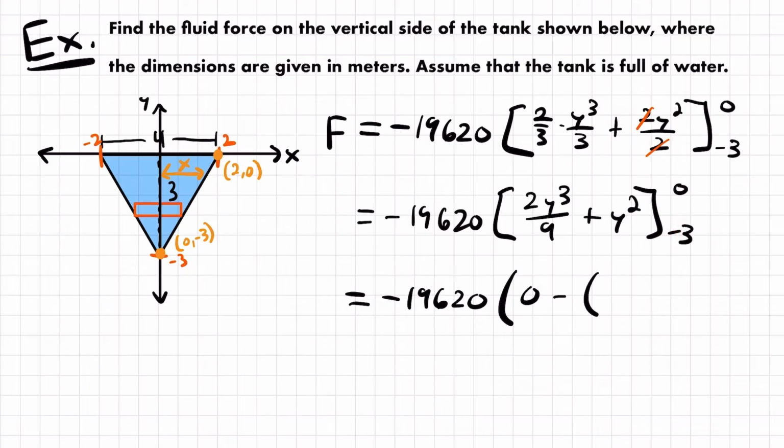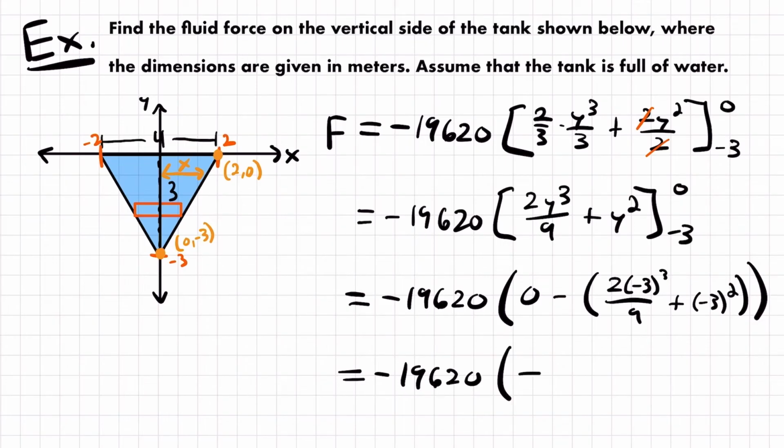And so if we plug -3 into these two terms, we will have 2 times -3 cubed divided by 9 plus -3 squared. And it's important to remember these parentheses around the evaluation for -3 so that you remember to distribute that negative to both terms. Okay, and so if we simplify, this is equal to -19,620 times -2 times -3 cubed. -3 cubed is -27, so we have 2 times -27 divided by 9 plus -3 squared, which is 9. And so we'll have 9.